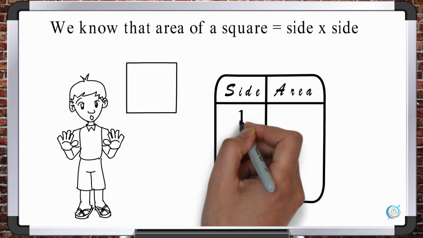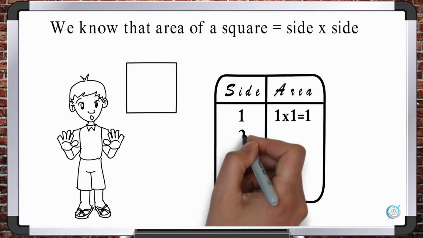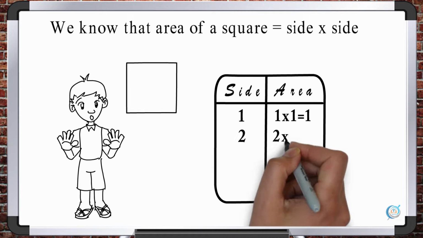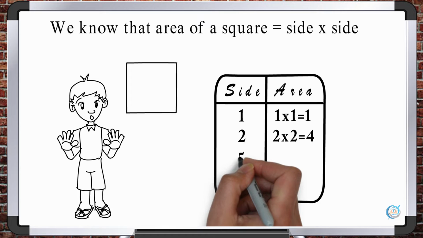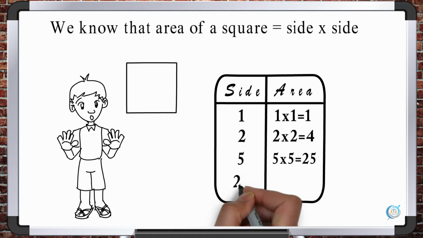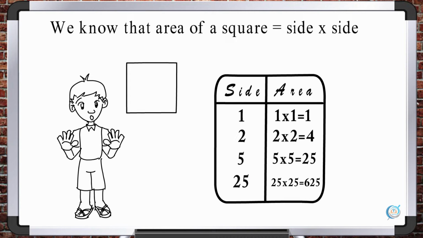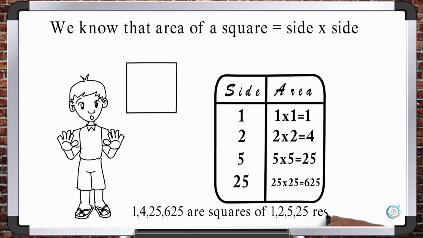If the side of the given square is 1 unit, then the area will be 1 into 1, that is 1. If the side of the square is 2 centimeters, then the area will be 2 into 2, 4. If the side is 5, then the area will be 5 into 5, 25. And if the side is 25, the area will be 25 into 25, 625. All these answers 1, 4, 25 and 625 are squares of the given numbers 1, 2, 5, 25 respectively.